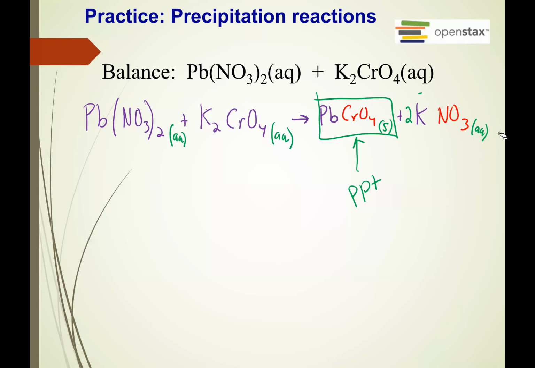This is a double displacement reaction. So in our double displacement reaction, it's a precipitate. We made a solid, and the solid is lead chromate.